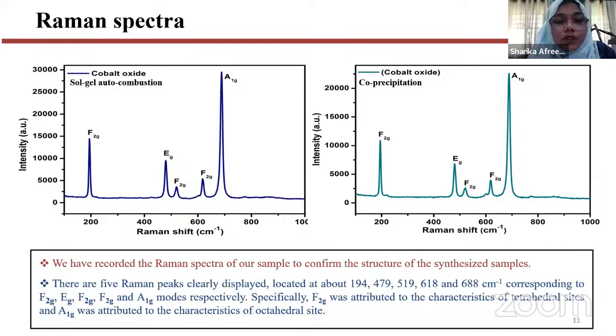We have also recorded the Raman spectra of our sample to confirm the structure of the synthesized samples. There are 5 Raman peaks clearly displayed in the figures at about 194 centimeter inverse, 479, 519, 680, and 688 centimeter inverse, corresponding to the F2g, Eg, and A1g modes respectively. Specifically, F2g was attributed to the characteristics of tetrahedral sites, and A1g was attributed to the characteristics of octahedral sites. This also confirms the successful formation of the spinel structure of cobalt oxide.